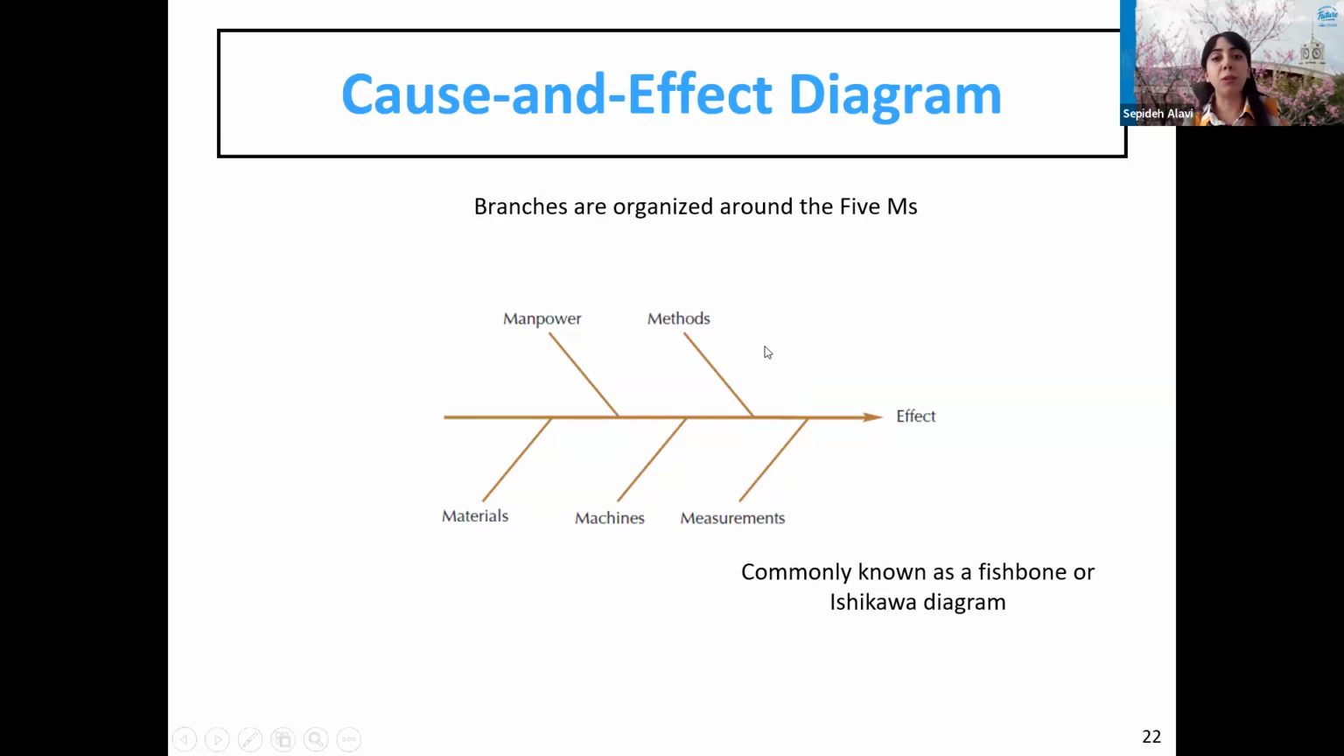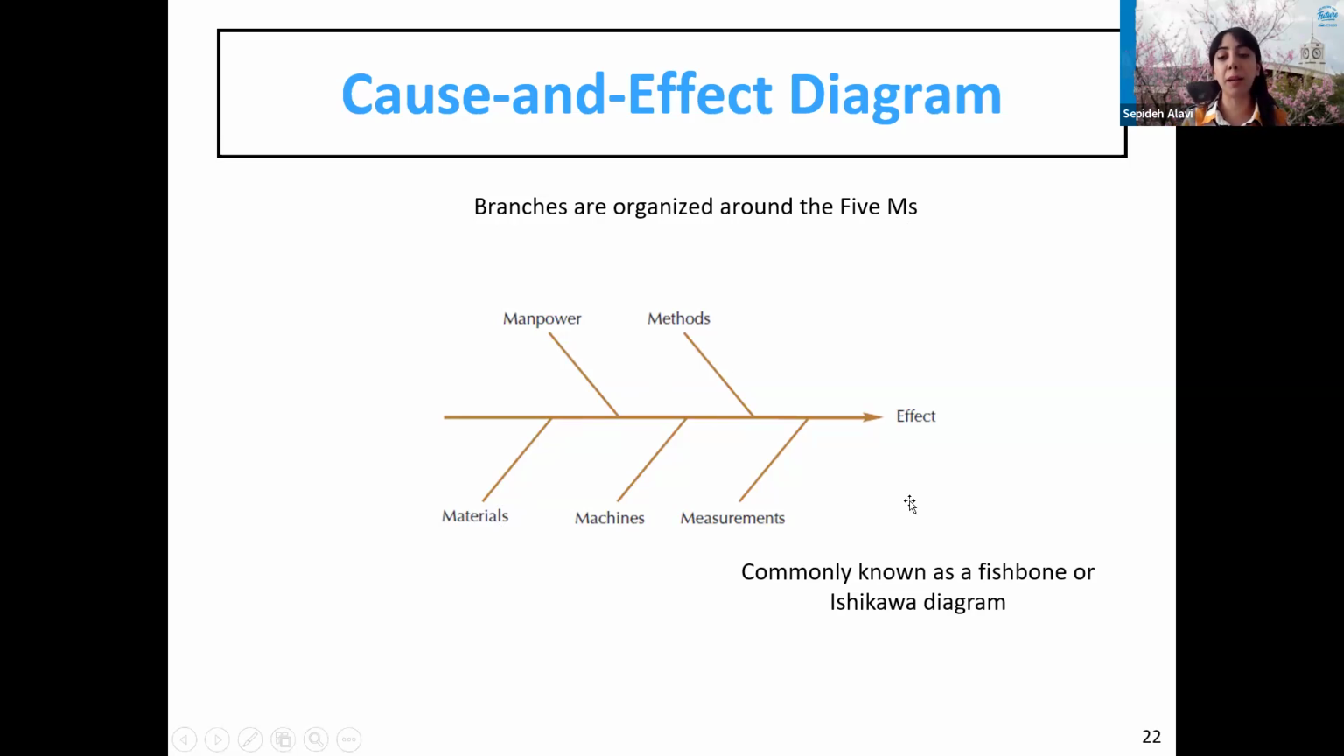Some of the causes could be related to the methods, where we have poor designs, we have poor processes and procedures. Some of them could be related to the manpower. We don't have the people with the right skills. Some of them are related to the measurement systems. Some of them could be categorized under machines, or some of them are related to the materials. So we can categorize all those possible causes into 5 categories. We call them the 5 M's: methods, manpower, measurements, machines, and materials.